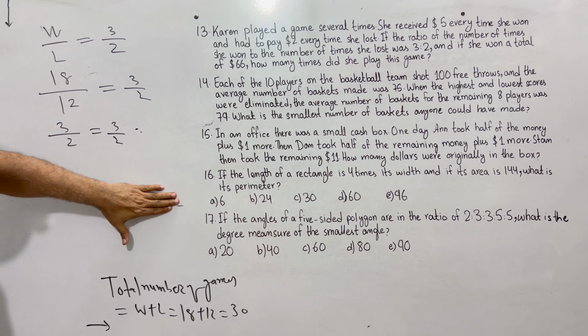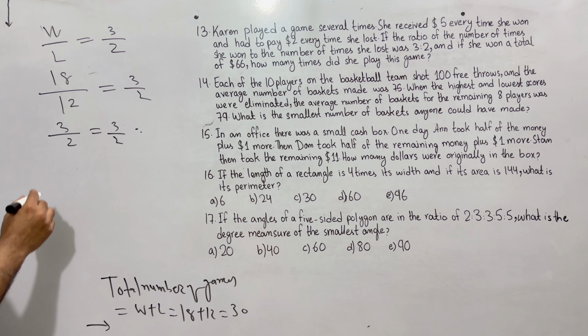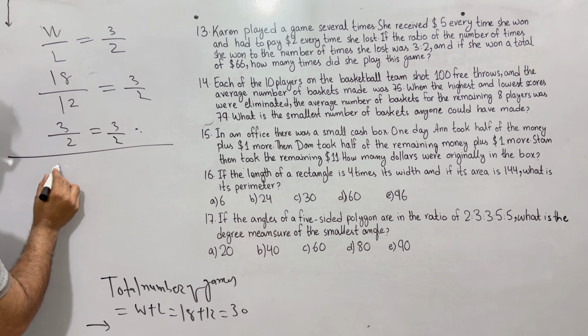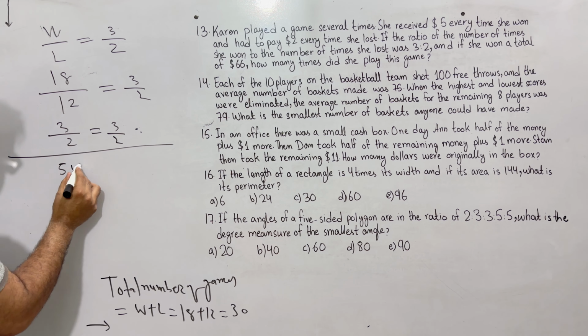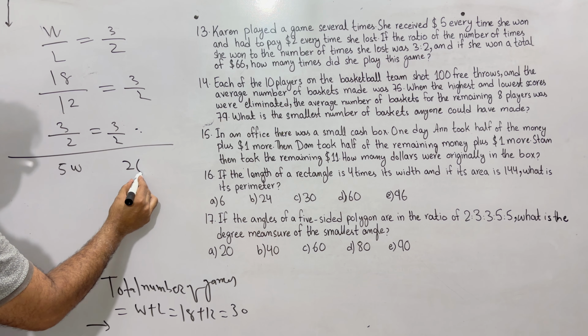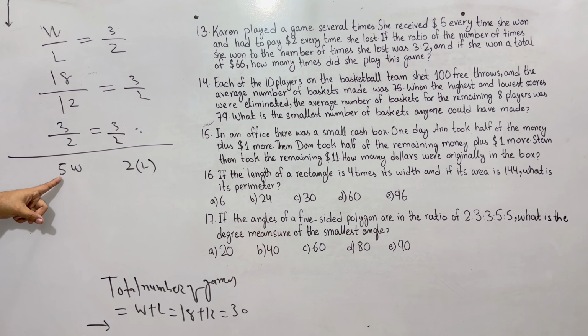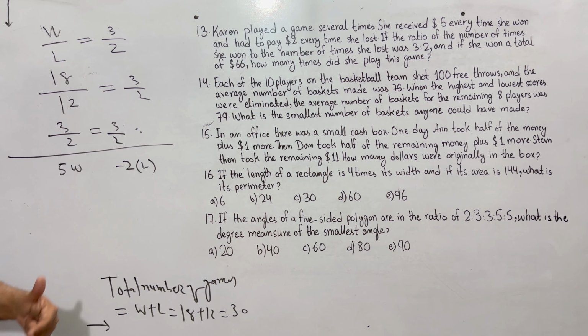Second, what about revenue? She has generated $66. When she wins, she gets $5, and when she loses, she has to pay $2. That is 5 times wins and 2 times losses. Whenever she wins, she is going to get $5, and whenever she loses, she has to pay $2. Whether the lump sum is 66 or not, let's find out.